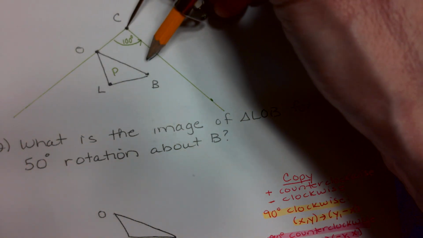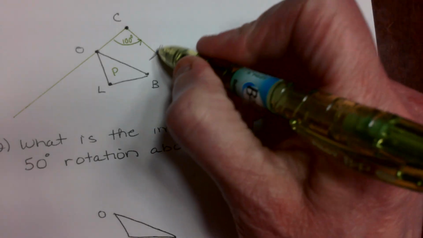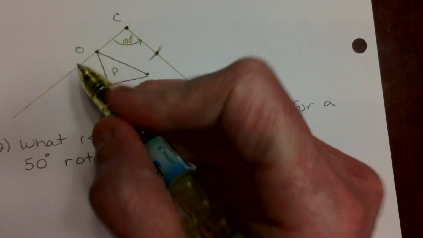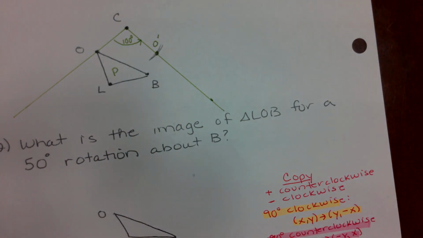Let me make sure I did that right. Yep, I did. Okay, so where that hits right here, what am I going to label that? Yes, I'm going to label it O prime. You got to label these things and do them one at a time.